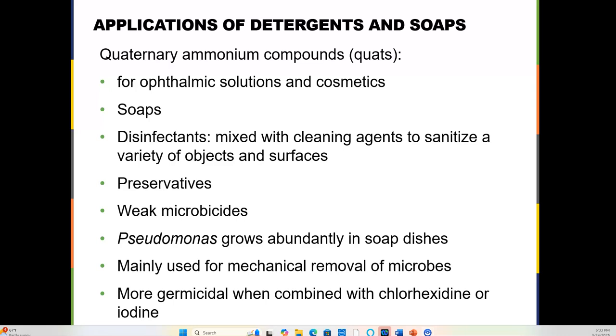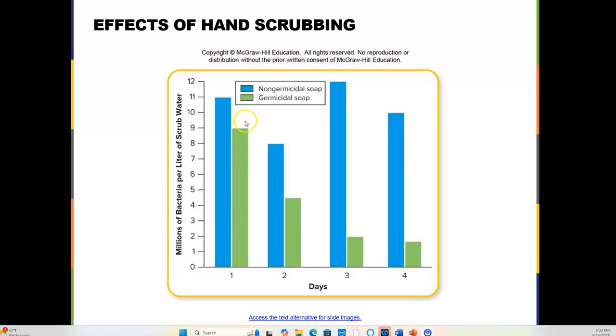Pseudomonas grows abundantly in soap dishes, so it really doesn't do a whole lot there. Mainly used for mechanical removal of microbes and more germicidal when combined with chlorhexidine and iodine. So this is showing the non-germicidal soap versus the germicidal soap and the millions of bacteria over days. So having the germicidal soap is going to reduce those quicker.